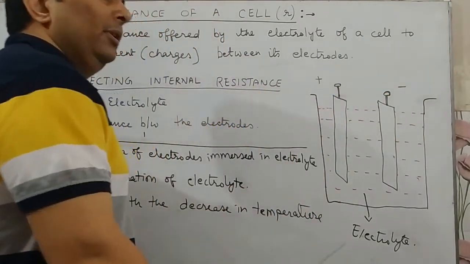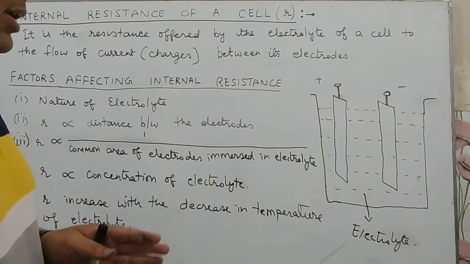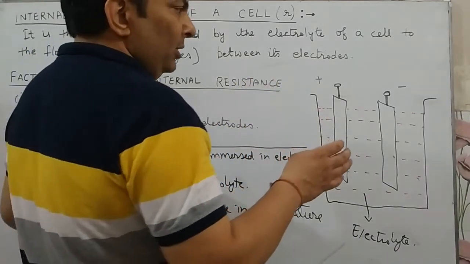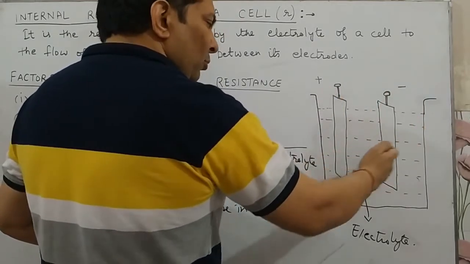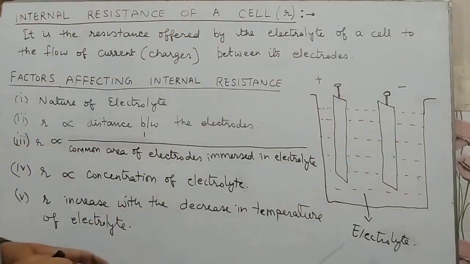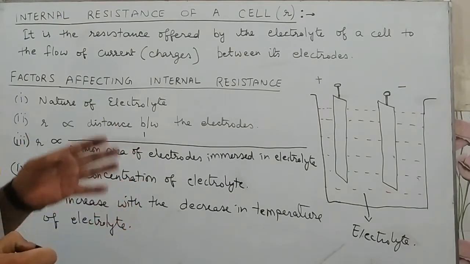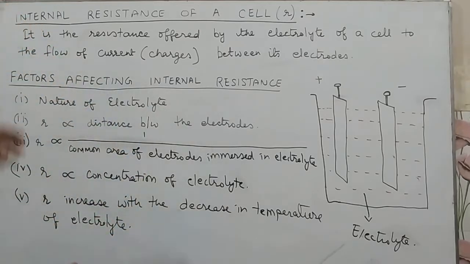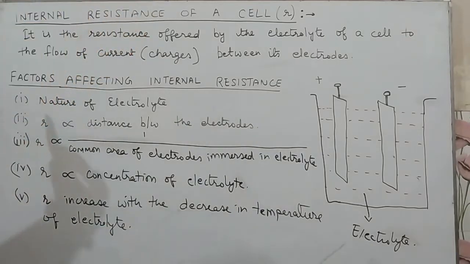It is done with the help of the chemical energy, at the expense of the chemical energy of the cell. Now it is seen that whenever electric charges move from the negative electrode to the positive electrode, they have to move through the electrolyte. And at that time, whatever resistance is offered by the electrolyte to the flow of charges, that is called internal resistance. So we have the definition here. It is the resistance offered by the electrolyte of a cell to the flow of the charges between its electrodes.